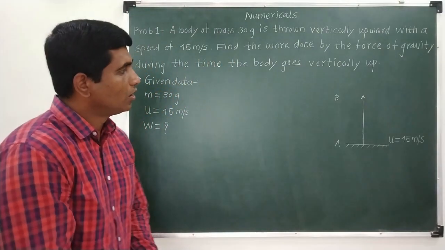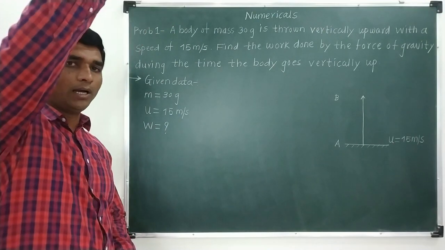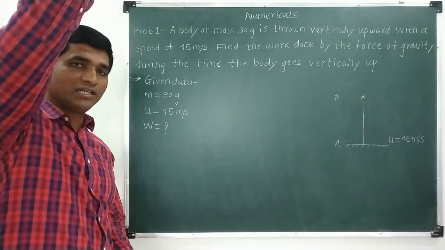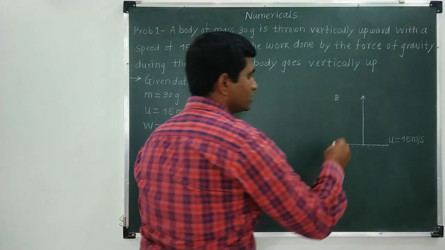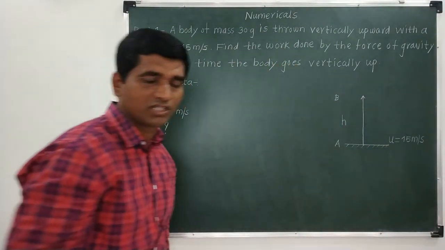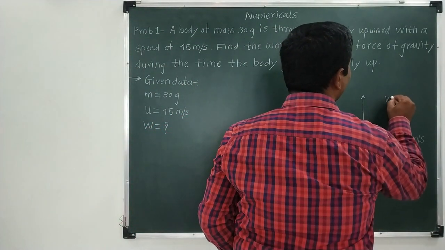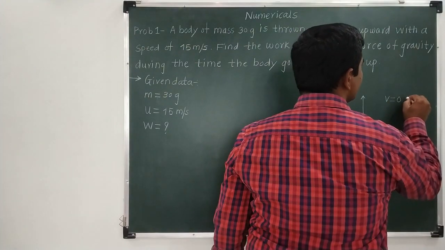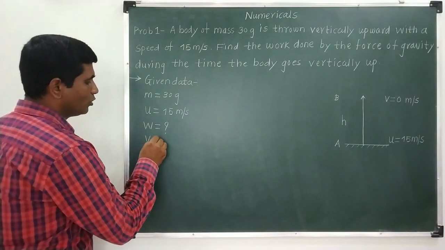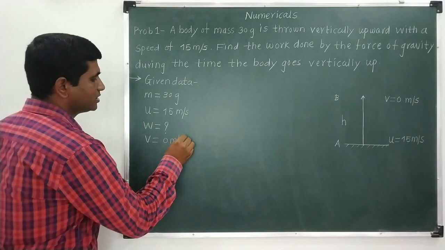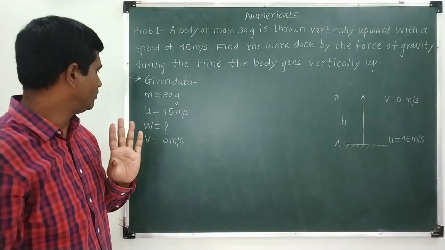When the body is thrown with a certain velocity, it will go up, and after going a certain distance, let us say this is the maximum distance h which the body can go. At this point the velocity of the body will be 0 meters per second. So let us call it the final velocity. So u is the initial velocity, v is the final velocity.